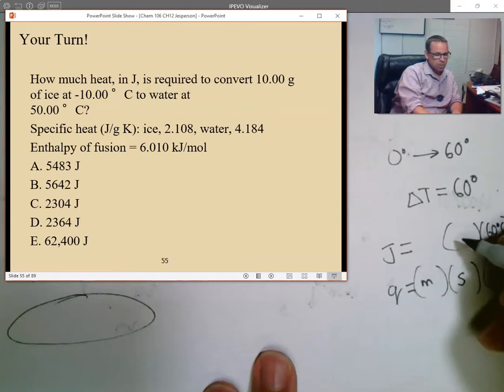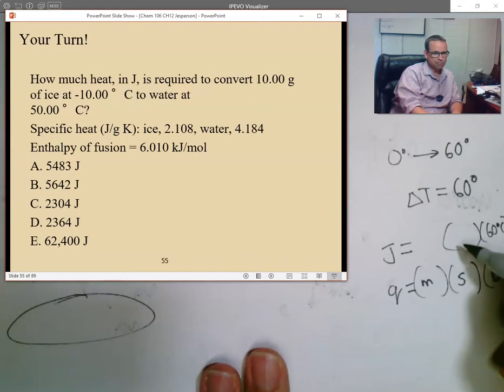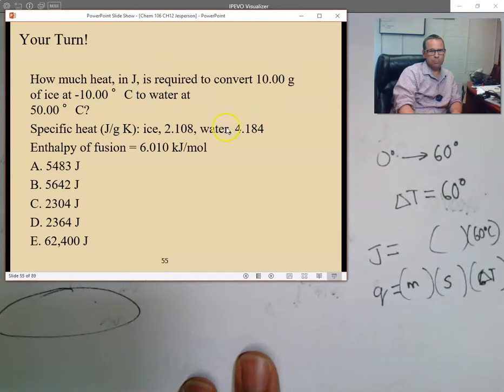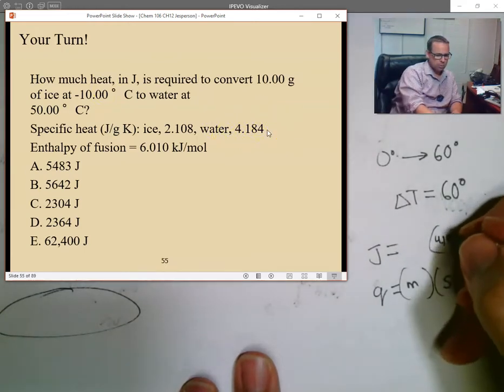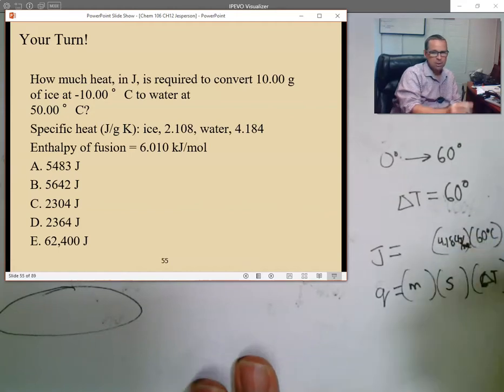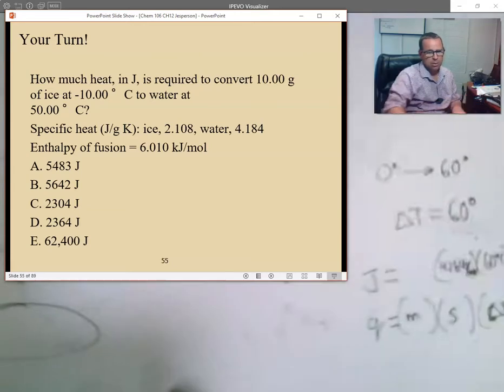So if this was water, do you remember the specific heat for water, Taewon? It says on the graph, right? Yeah. 4.184. And that's joules for every gram degrees Celsius, right?